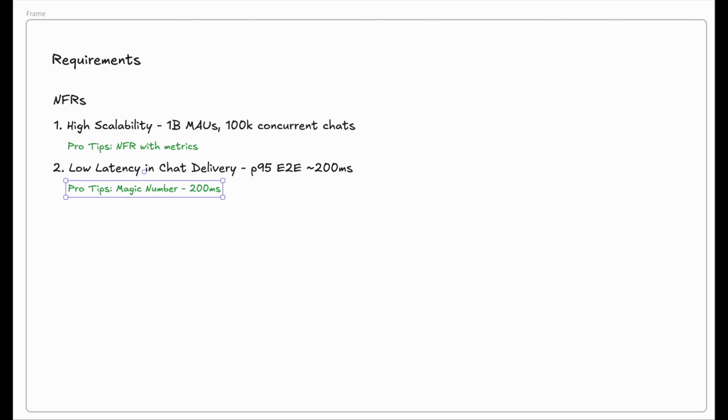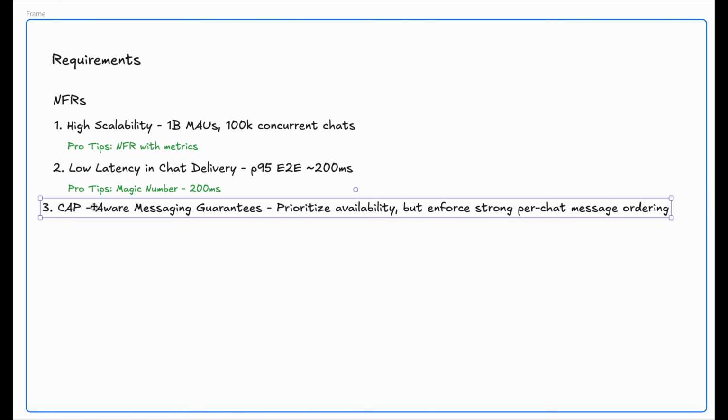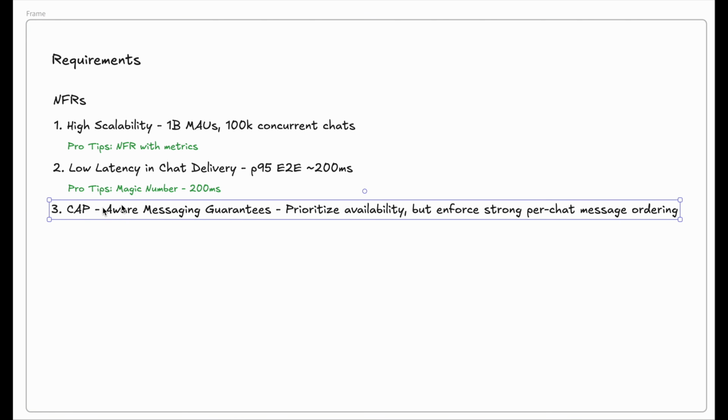And it's going to be a bonus if you can say that we would fall back to degraded fan-out or batch sends at 500 milliseconds under heavy load, if you want to improve throughput. That's really a good signal that you've seen this in real life. The third non-functional requirement is a discussion about the CAP theorem.